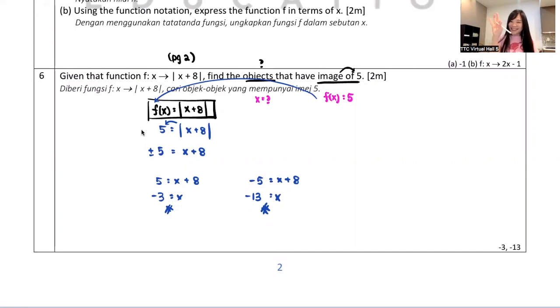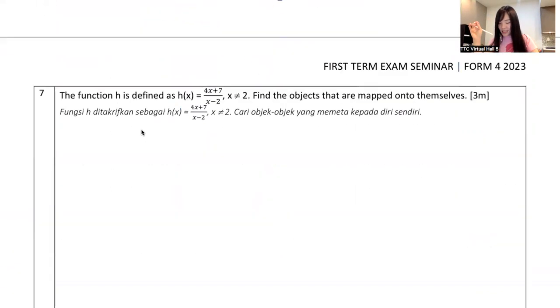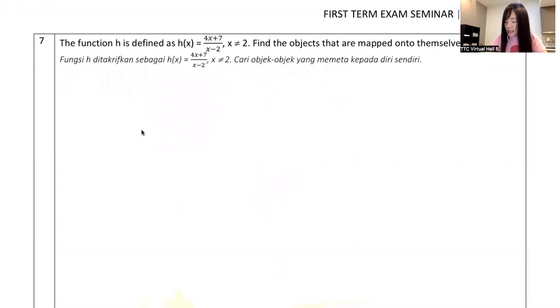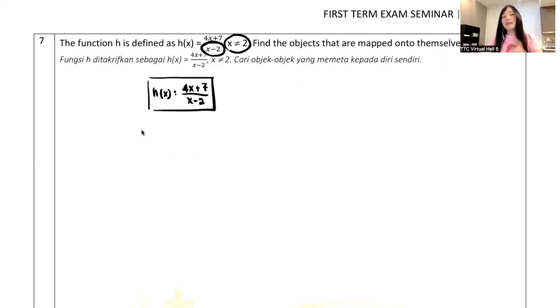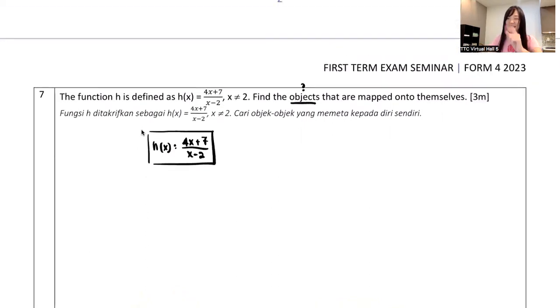5, 4, 3, 2, 1, done. Next one, question 7. Again, they give me the function h(x) equals 4x plus 7 over x minus 2. You see, they tell you x not equal to 2, because they look at the bottom: x minus 2, that's why positive 2 is excluded. Makes sense, right? Now they say, find the object that is mapped onto itself. I finished teaching you just now. Which one is the keyword now?